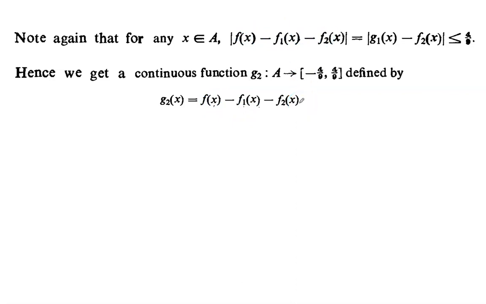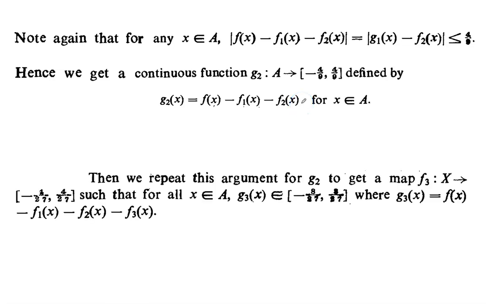So, as f1 and f2 are all continuous functions, this new function g2 will be continuous. We repeat the same argument for g2 to get another map, say f3, which is defined from X to the closed interval [-4/27, 4/27], such that for every x element of A, g3 of x will belong to the closed interval [-8/27, 8/27], and g3 will be defined as f of x minus f1 of x minus f2 of x minus f3 of x.